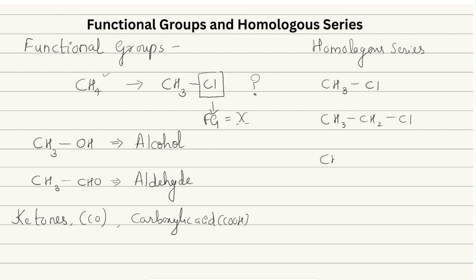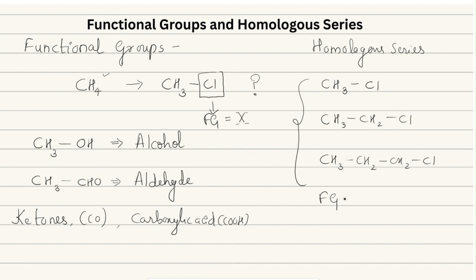Let's introduce one more CH2 group. CH2 group is also called the methylene group. So we keep on introducing a CH2 group. And what do you call these molecules? They are called homologous series. So what are the conditions to be a homologous series? They have to have the same functional group.